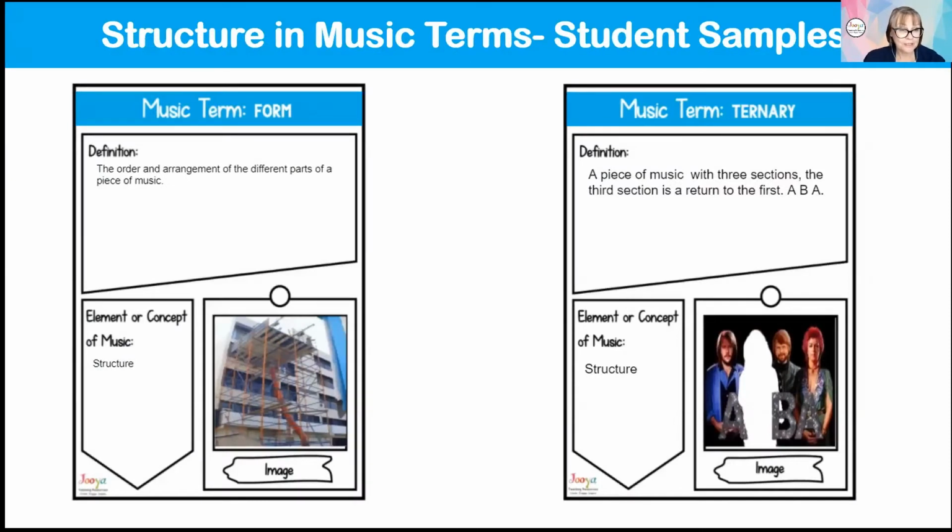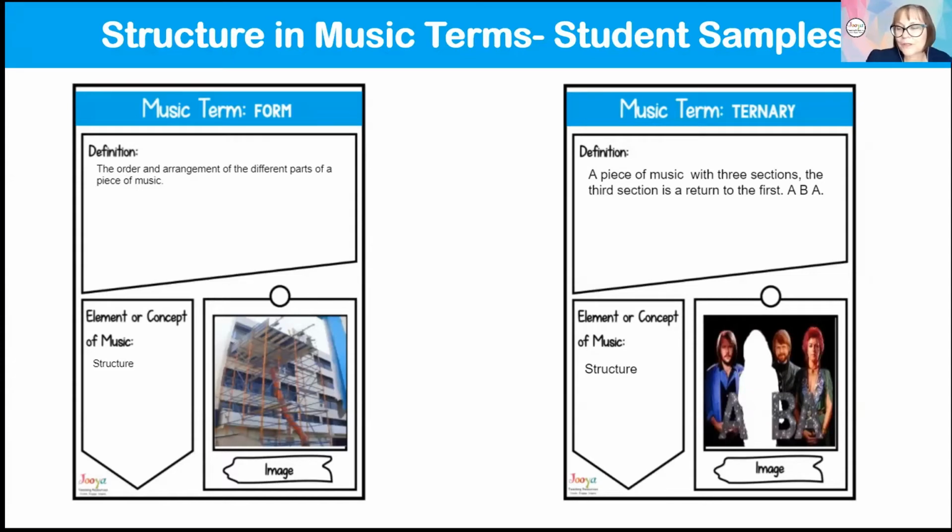So as you can see, there's a student sample here, and they've got the definition there for form, saying the order and arrangement of the different parts of the piece of music. Okay, they've obviously identified that it's for structure, and I love that image. The image is a structure on a building, so it's that form or formwork, depending on what you actually do.